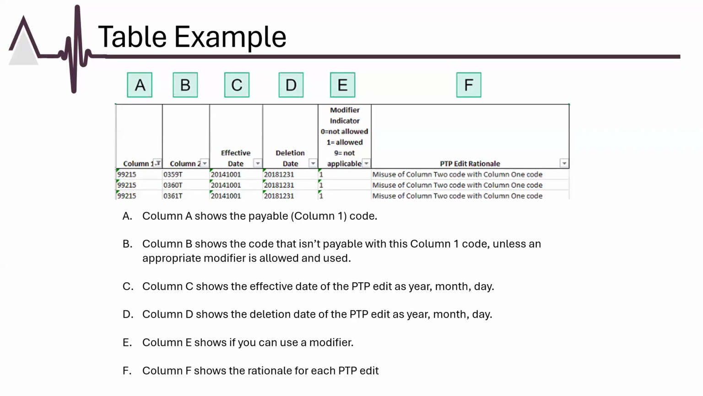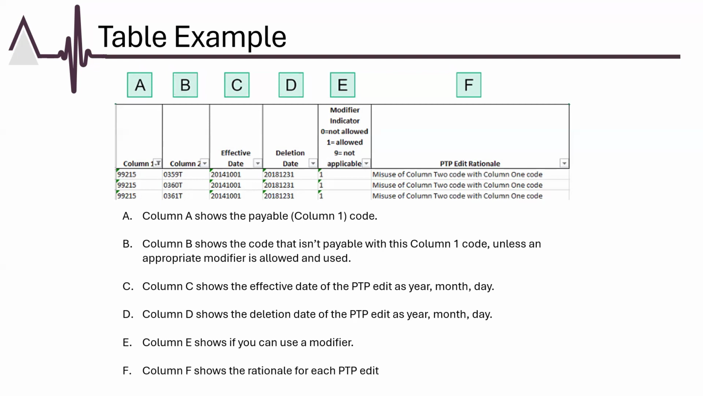The Physician-to-Physician National Correct Coding Initiative edit table is a tool used by Medicare and other payers to ensure correct coding practices in medical billing. It helps prevent improper billing by identifying pairs of services that should not be reported together. The PTP NCCI edits are based on clinical standards and guidelines to prevent unbundling, which occurs when a procedure is split into multiple codes to increase reimbursement.